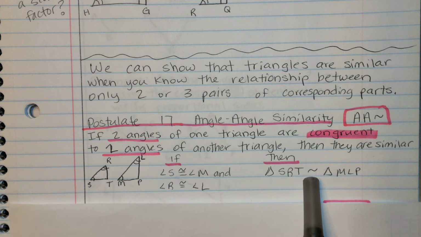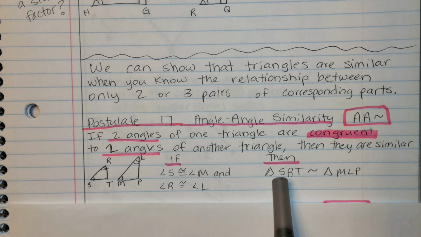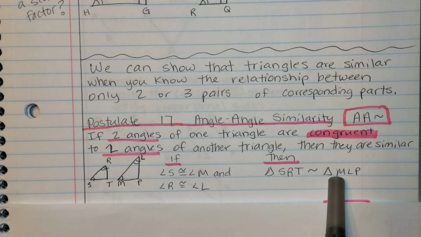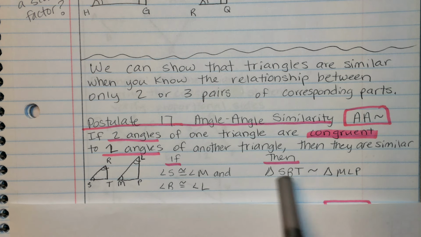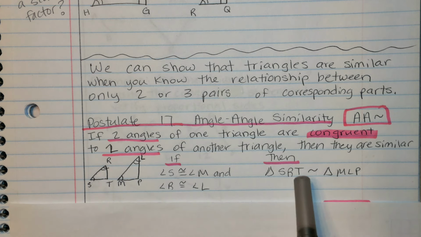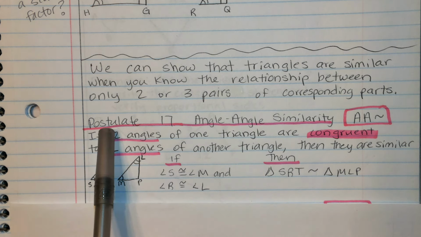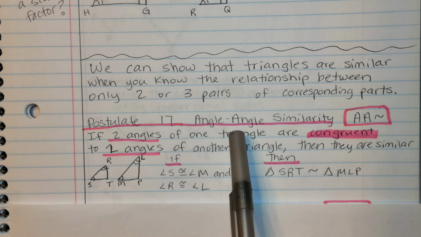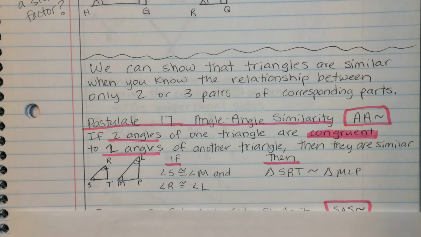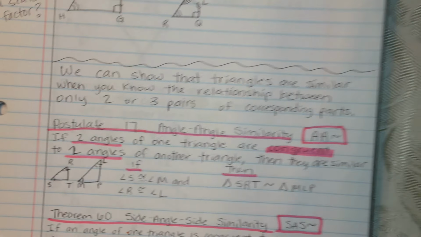Triangle SRT is similar to triangle MLP. So again, the order of the letters matter, just like they do with congruence. S and M are corresponding, for the angles are congruent. R and L are corresponding. T and P are corresponding. So you can see over here in the diagram how they match up. Okay, so that's one of our, it's actually a postulate, but it's one of the ways we can prove triangles are similar. Here is the next one.